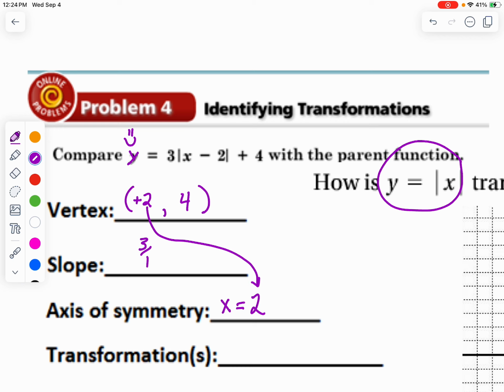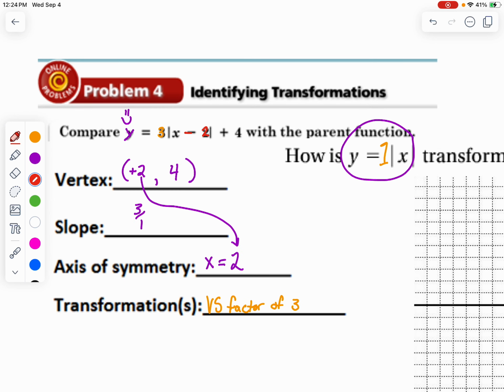So we need to talk about the 3. What does the 3 do to it? Well, since the 3 is greater than what used to be a 1, we're going to say it has a vertical stretch by a factor of 3. What does the -2 do to it? Well, since the -2 is inside, and it's a minus, it's going to cause a movement to the right of 2. And we have a +4 in the back that we didn't used to have on the parent function. That +4 is in the back, so it's going to cause a movement of up 4.